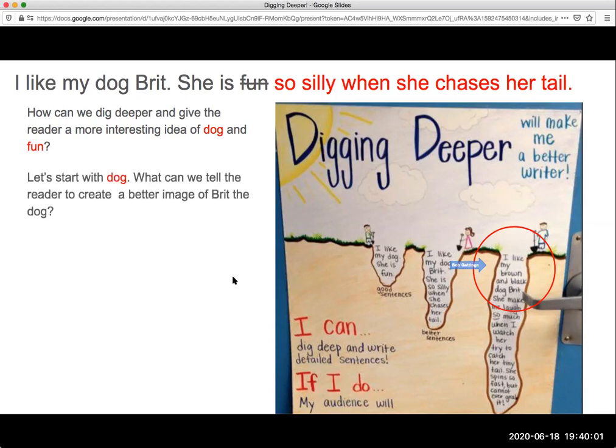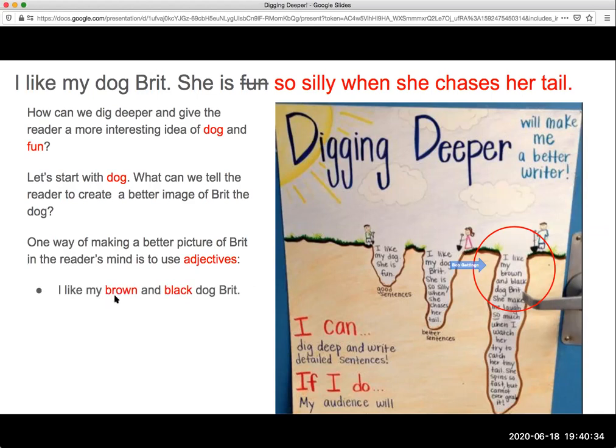Let's start with dog again. Go back to dog. What can we tell the reader to create a better image of Brit the dog? To make Brit the dog clearer in our mind or make her more interesting? One way of making a better picture of Brit in the reader's mind is to use adjectives. In Japanese, we say keiyoshi. Adjectives tell us information about the noun, and in this case, they'll tell us more information about the dog Brit.